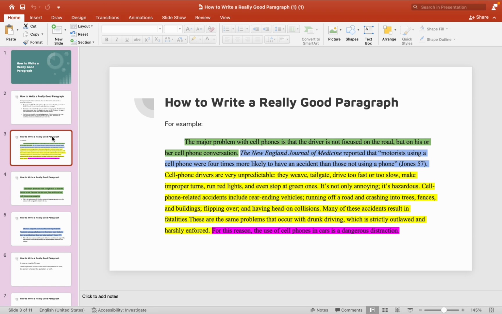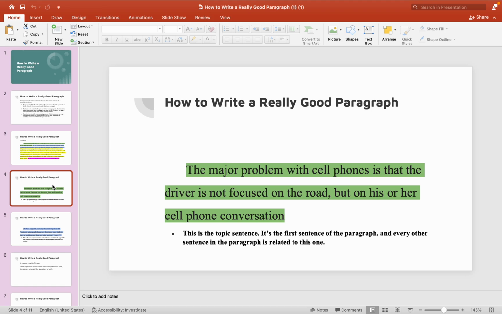Cell phone-related accidents include rear-ending vehicles, running off a road and crashing into trees, fences, and buildings, flipping over, and having head-on collisions. Many of these accidents result in fatalities. These are the same problems that occur with drunk driving, which is strictly outlawed and harshly enforced. For this reason, the use of cell phones in cars is a dangerous distraction." It's color-coded, and let's look at these in more detail.